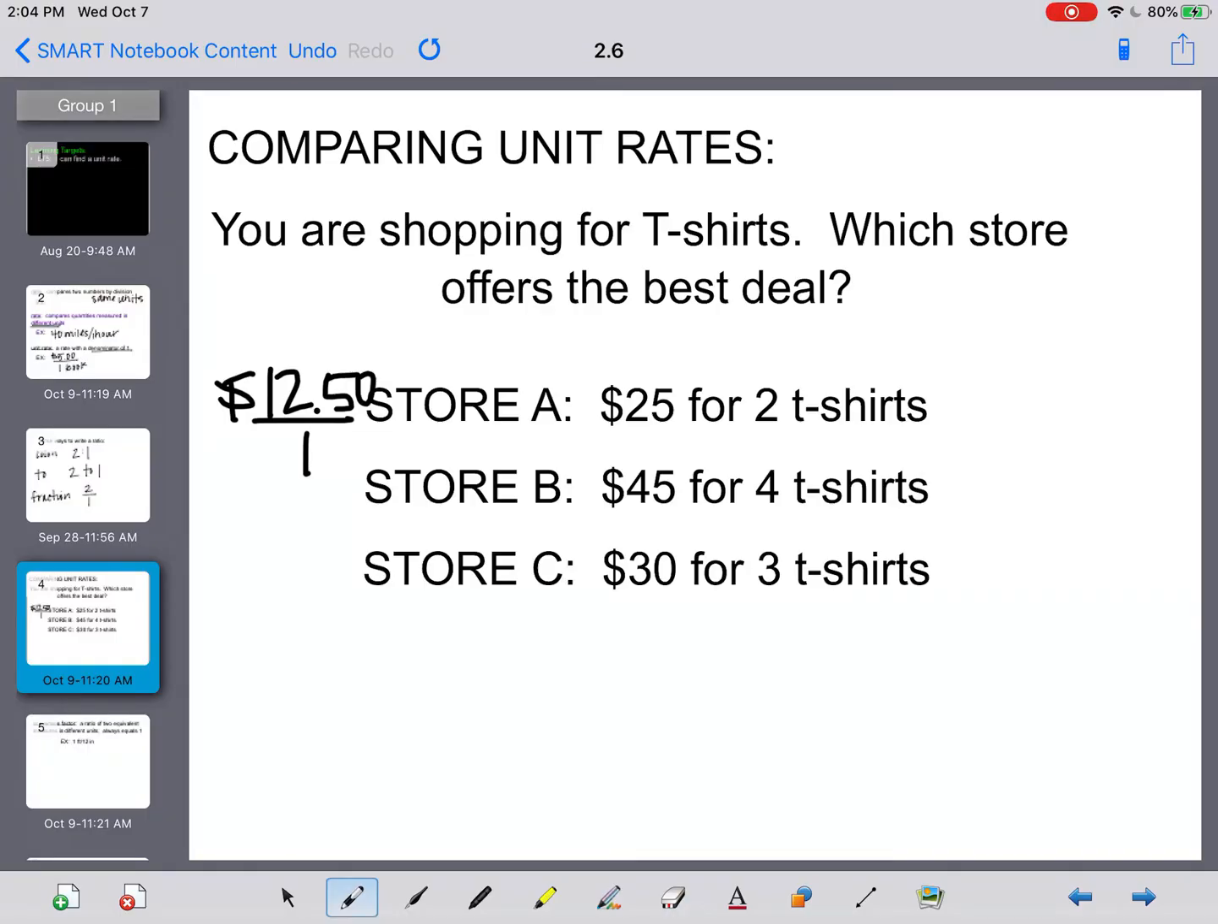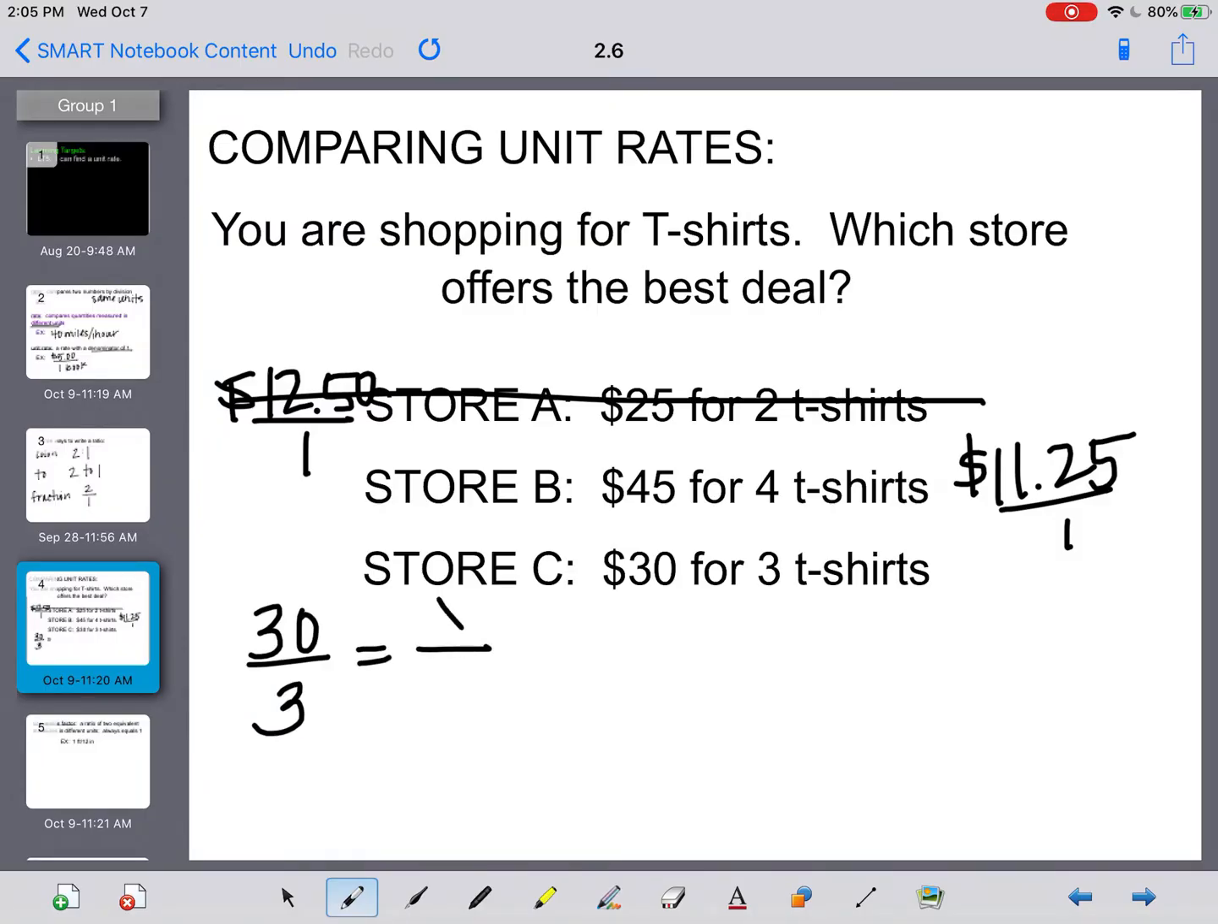for 1 t-shirt. Okay, store B has me paying $45 for 4 shirts. So if I only wanted 1, how much would I pay? 45 divided by 4 makes me pay $11.25 for 1 shirt. Already a better deal than store A.